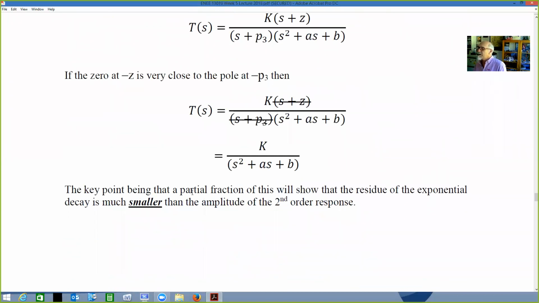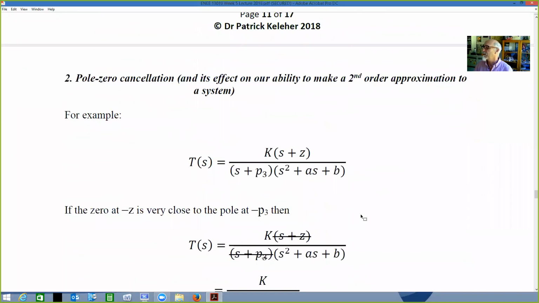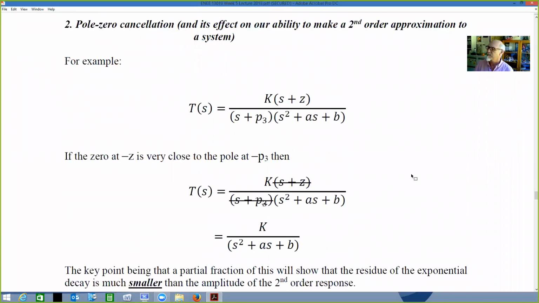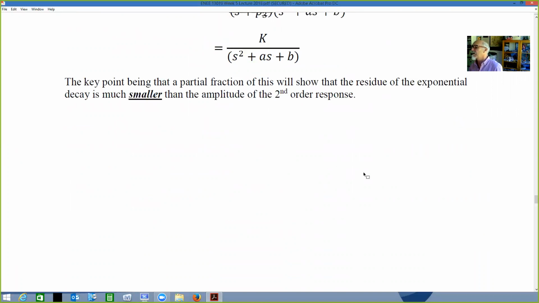So the key point is that a partial fraction expansion of this particular transfer function will show that the residue of the exponential decay is much smaller than the amplitude of the second order response. All right, so that's again all mathematical background. When you look at the tutorial problems, it will enable you to test out some of these ideas and some of these parameters about settling time and a whole range of other things.